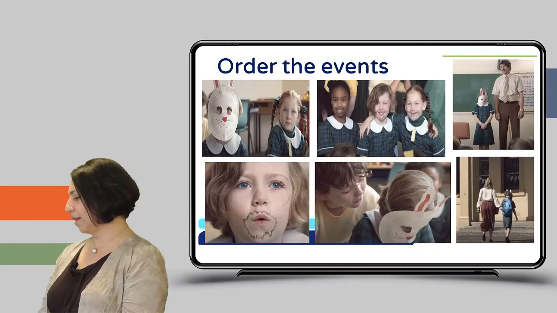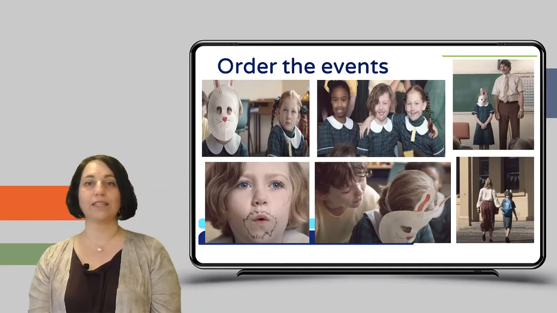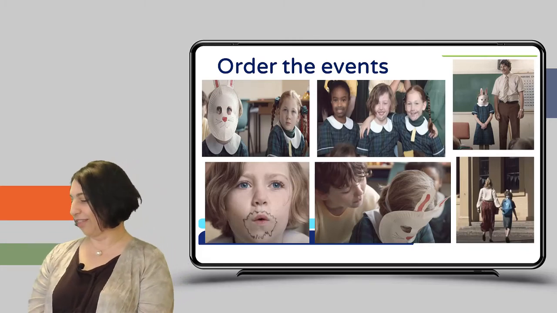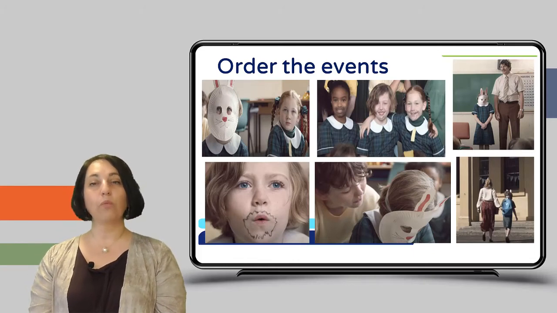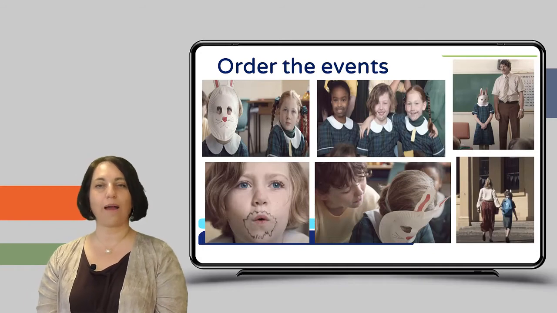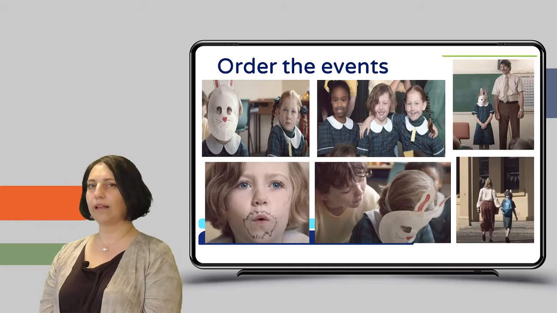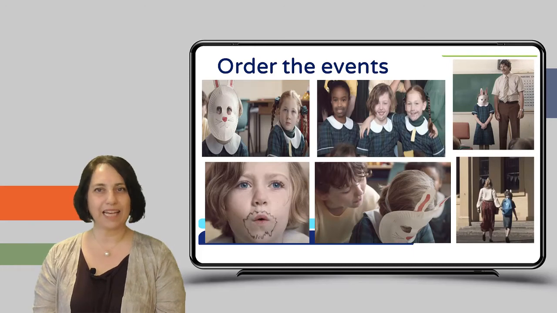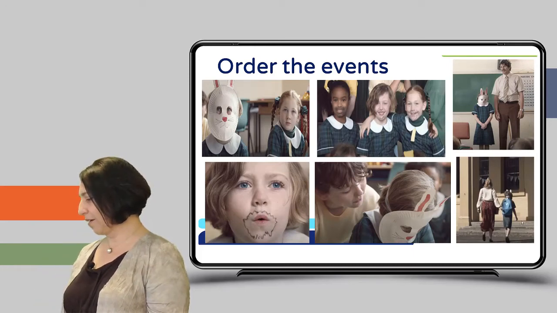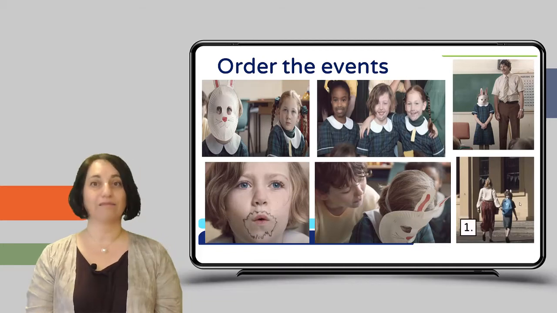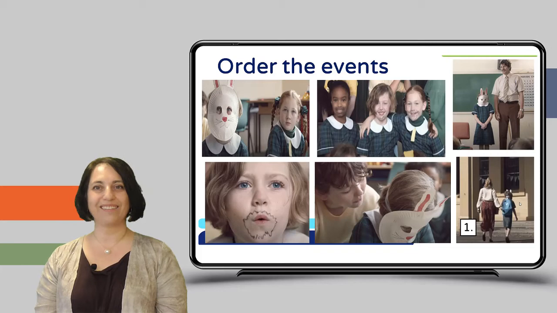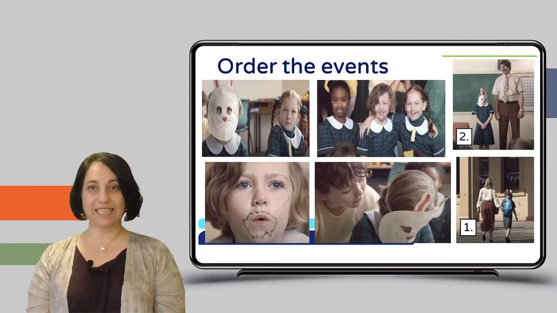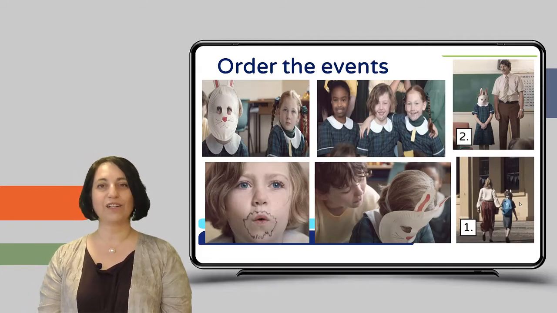What is the first thing that happened? What is the second event that happened? The third, the fourth, the fifth and the sixth. That will help us afterwards when we want to describe the events. So I hope you are looking at the pictures and you can already tell me which is number one. What happened at the beginning? Right? Let's have a look. The mother, right? She brought her daughter, Annabelle, to the school. Then what happened? Right, the teacher introduced Annabelle to the class.